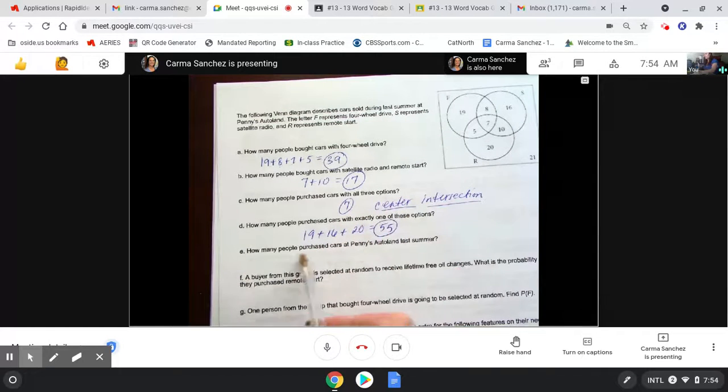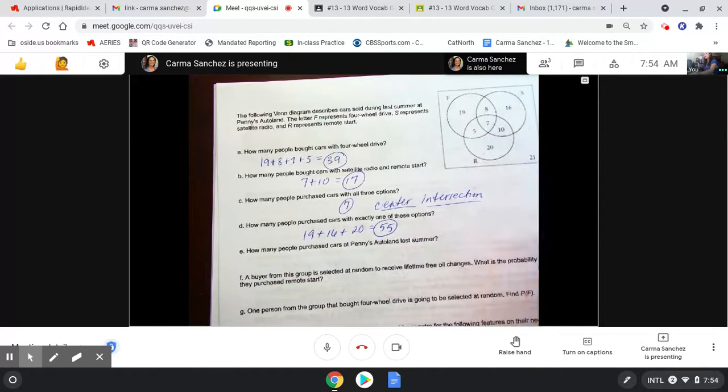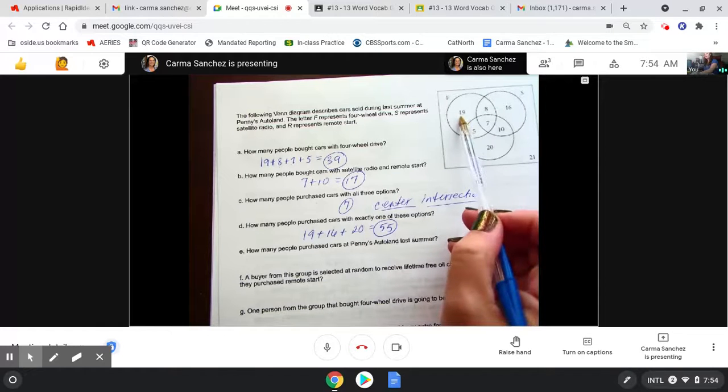How many people purchased cars at Penny's Autoland last summer? So all these people purchased cars with four-wheel drive, with satellite radio, with remote start. What are these little 21 out here? These 21 out here are people that purchased cars from Penny's Autoland that didn't have any of these features. So these are still purchasers. Tricky, tricky. Okay, so let's add up all these people first.